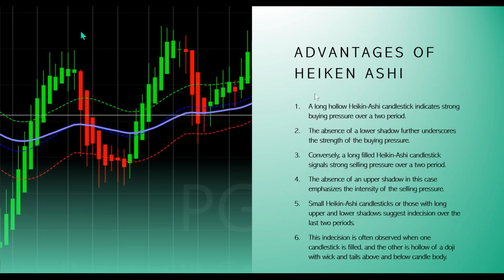These are the advantages, and I'm just going to skim through some of these. A long hollow Heiken Ashi candle indicates strong buying pressure over 2 periods. That's what you're looking at here. One of the things with Heiken Ashi candles, we call them confirmation candles. If you're looking for a stock to break through resistance and head up, you need some sort of confirmation that the breakout is not going to fail, that it's going to go up and keep going. If you're looking at regular candles, it's a lot more difficult.